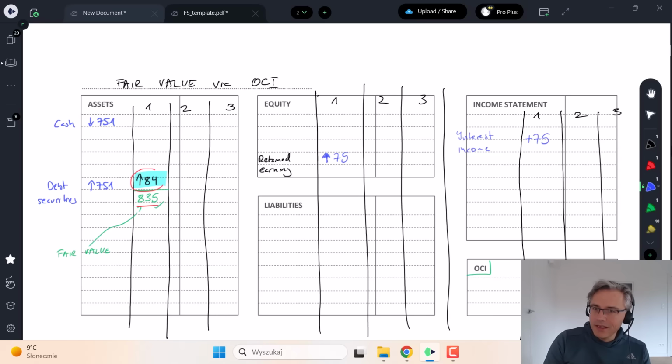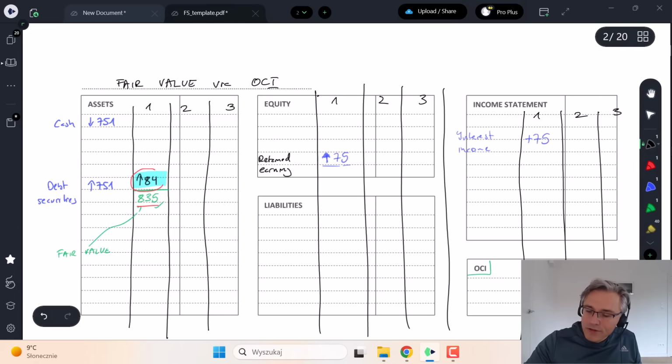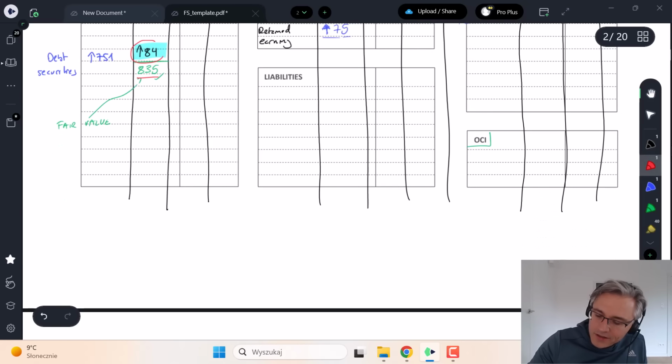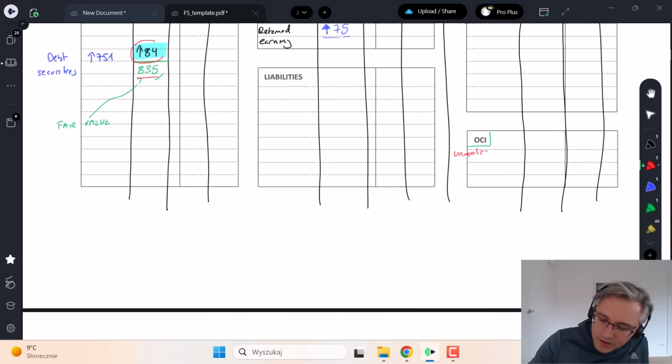But of course, this 75 alone is not enough to match what happened on the side of the asset growth. And this is where OCI comes in. OCI is supposed to capture the difference. This is known as the unrealized fair value gain or loss. I mean, there are different ways to call this, unrealized or just fair value gains and losses. And it's just there to capture the difference.